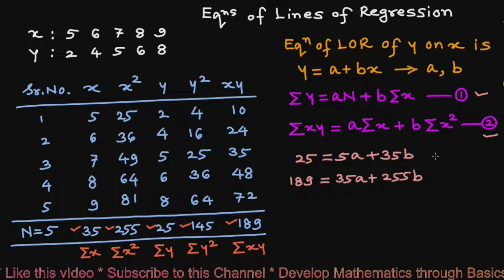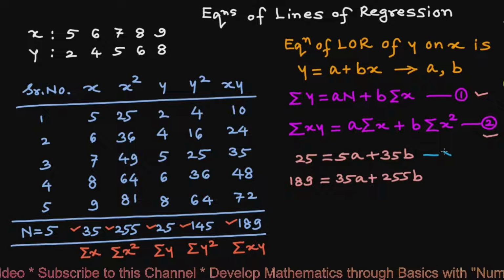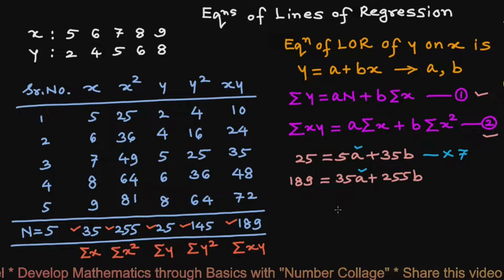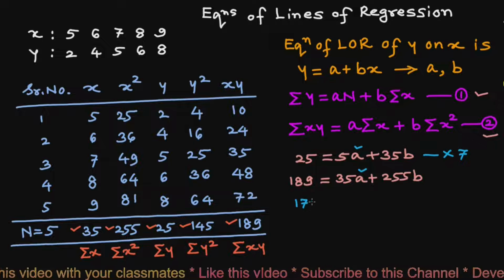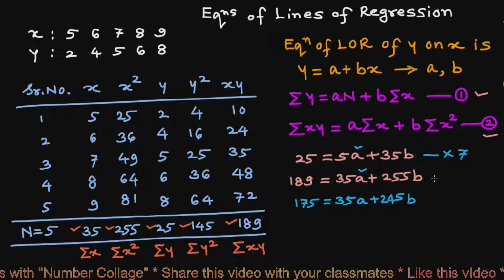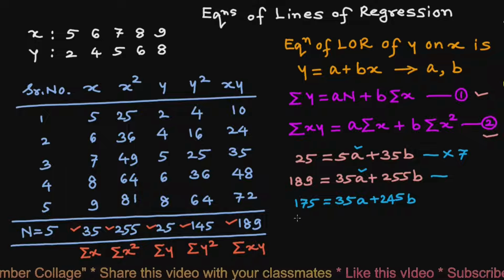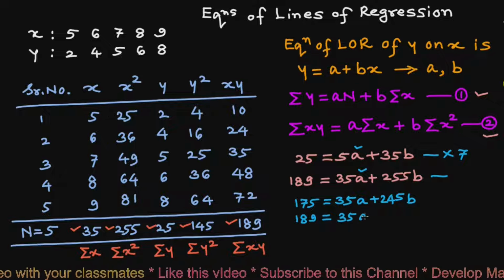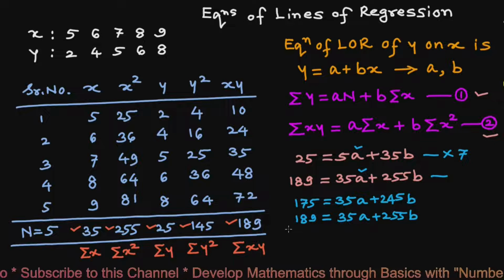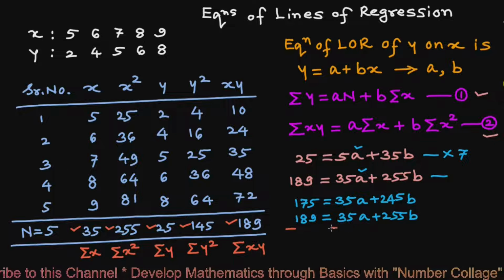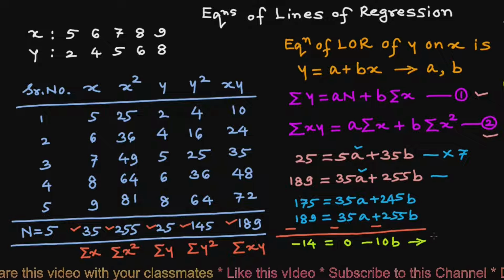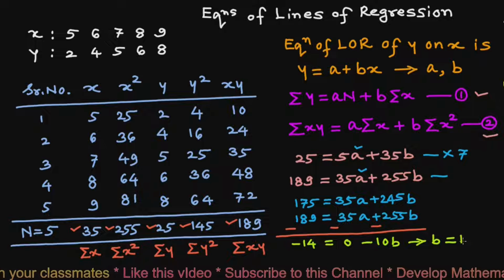In order to solve these two equations, we will multiply this first equation by 7 to make the coefficient of a equal, that is 35. So the first equation becomes 175 equals 35a plus 245b, and we write the second equation as it is, 189 equals 35a plus 255b. After that we will subtract second equation from the first, so we will change the signs. Minus 14 equals 0, minus 10b, that gives b equals 14 upon 10, that is 1.4.